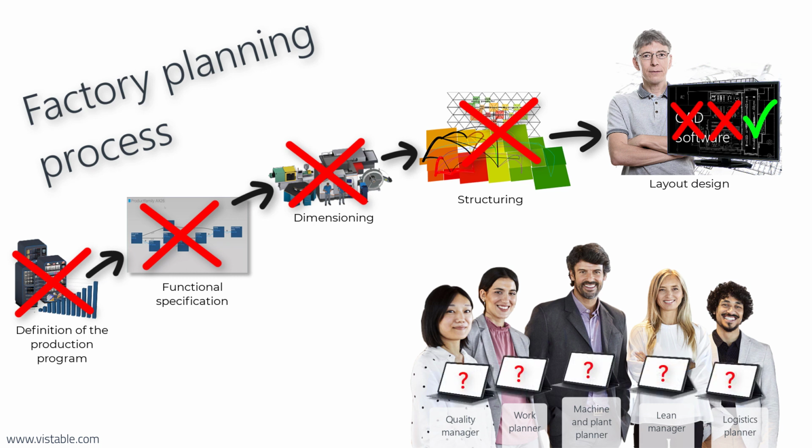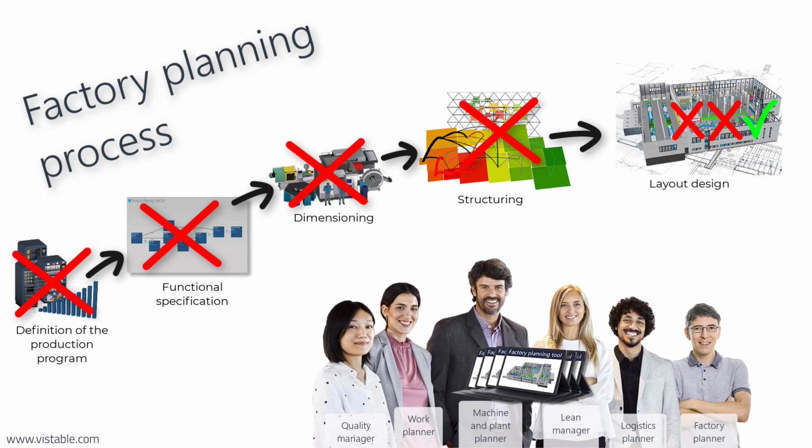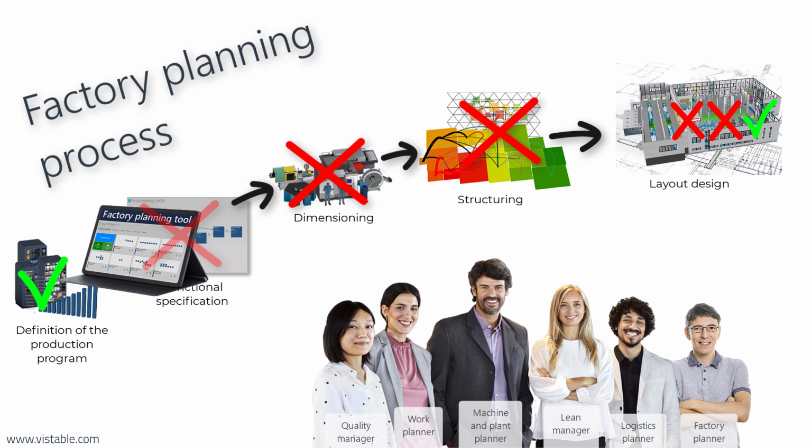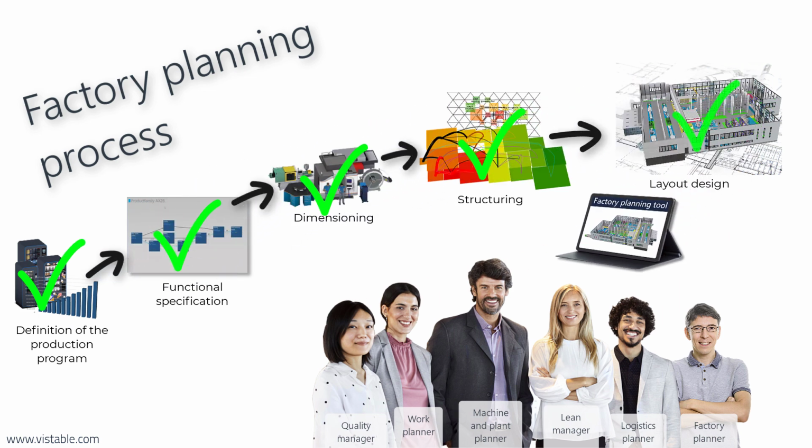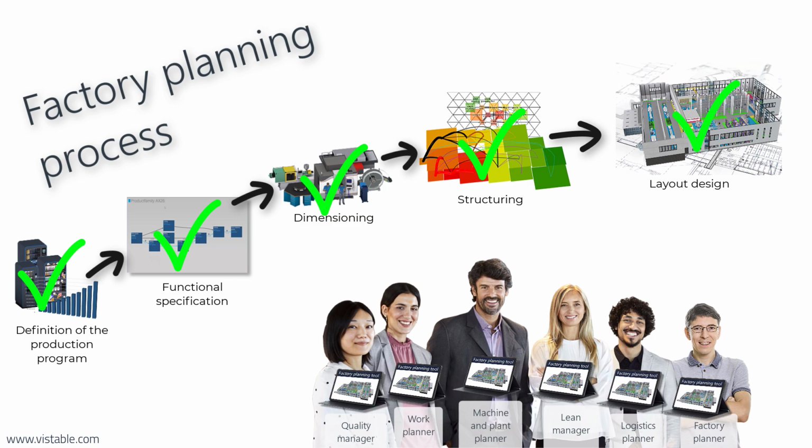On the other hand, the planners use other software and are dependent on the CAD specialist when it comes to the layout. So, the answer to the question at the beginning is simple. CAD software is not the best choice for factory planning. You need an easy-to-use tool that supports the entire factory planning process and that you can use even if you are, for example, a work scheduler, logistics planner, lean manager, manufacturing engineer, or any other planner. Factory planning works best together.